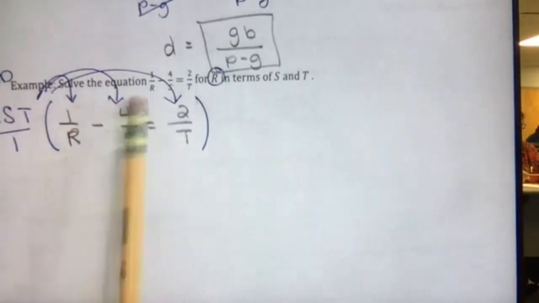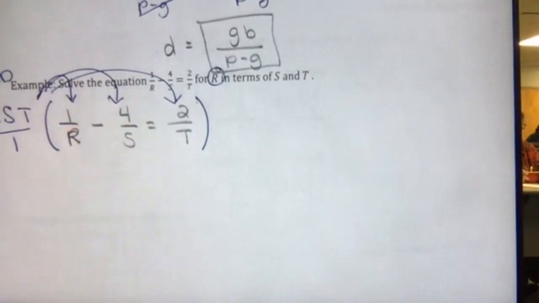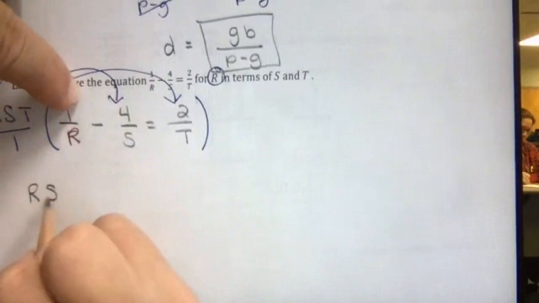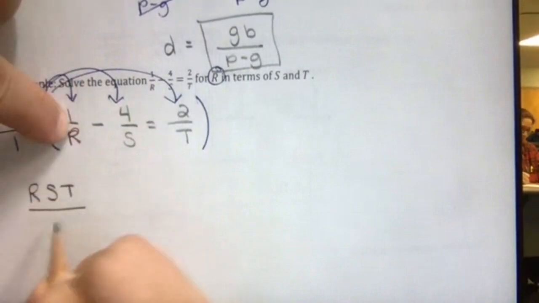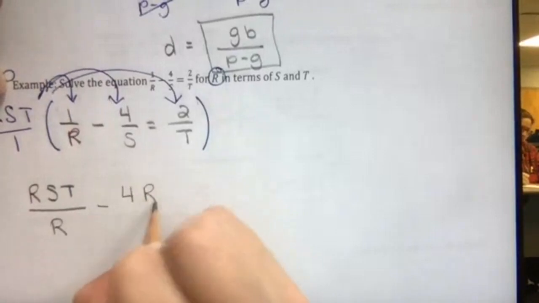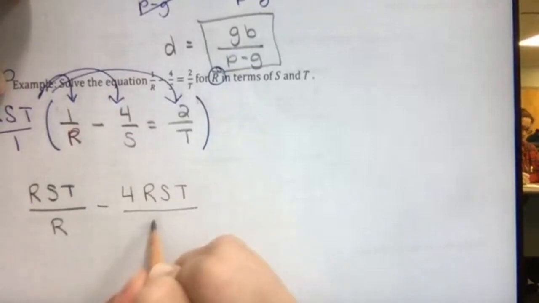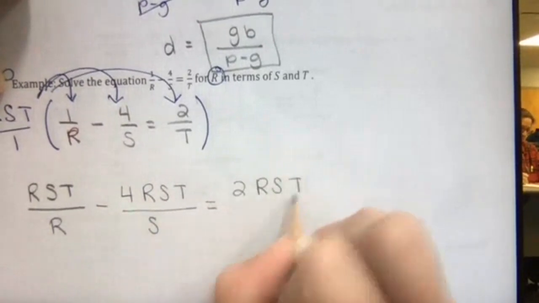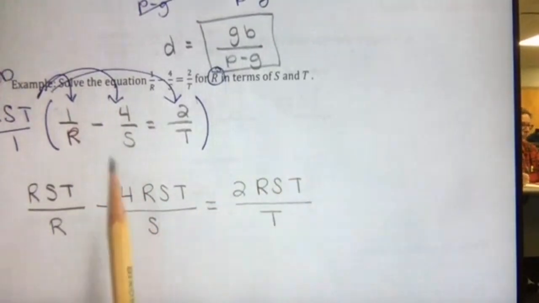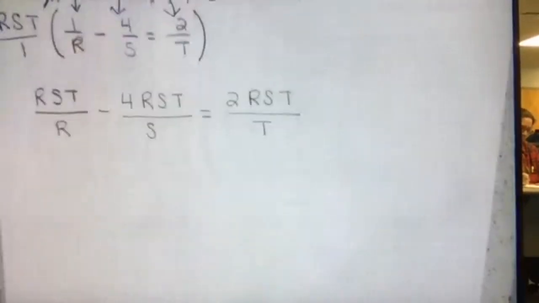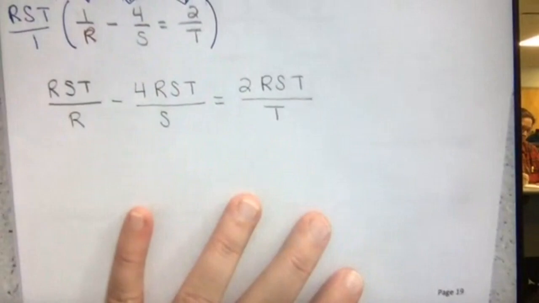Remember, I wrote it over 1. It's top times top, bottom times bottom. So RST times 1 is RST all over 1 times r, which is r, minus 4 times rst all over s equals 2 times rst all over t. So notice that rst went to the top of each fraction. The bottom stayed the same, just like we did last week.